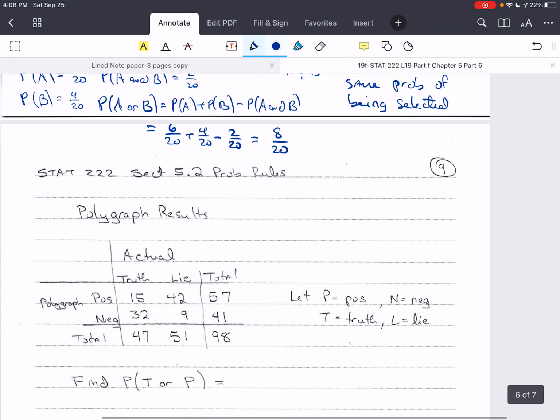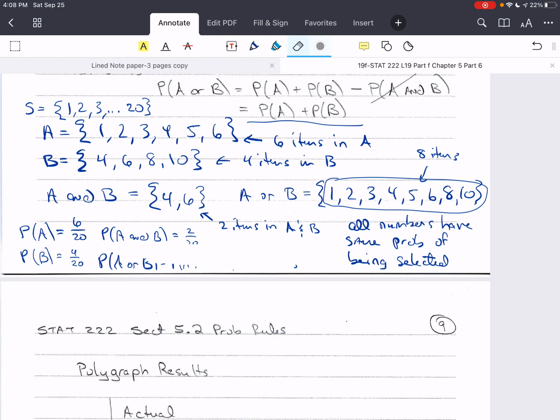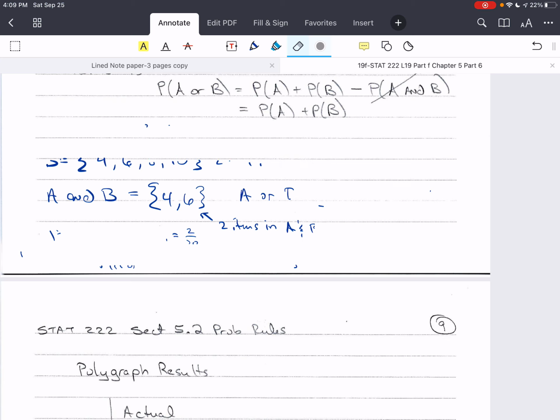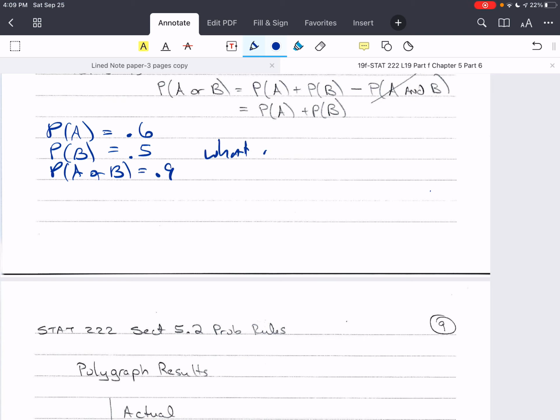Okay. But what if we have, so that's having all of this information. Let's do another quick example where we're not given all of the information like this. We don't know the sample space. We don't know the individual items in any of the events. Somebody gives us some probabilities and asks us to do some solutions. And so let's say that the probability of A is equal to 0.6. The probability of B is equal to 0.5. The probability of A or B is equal to 0.9. What is the probability of A and B?